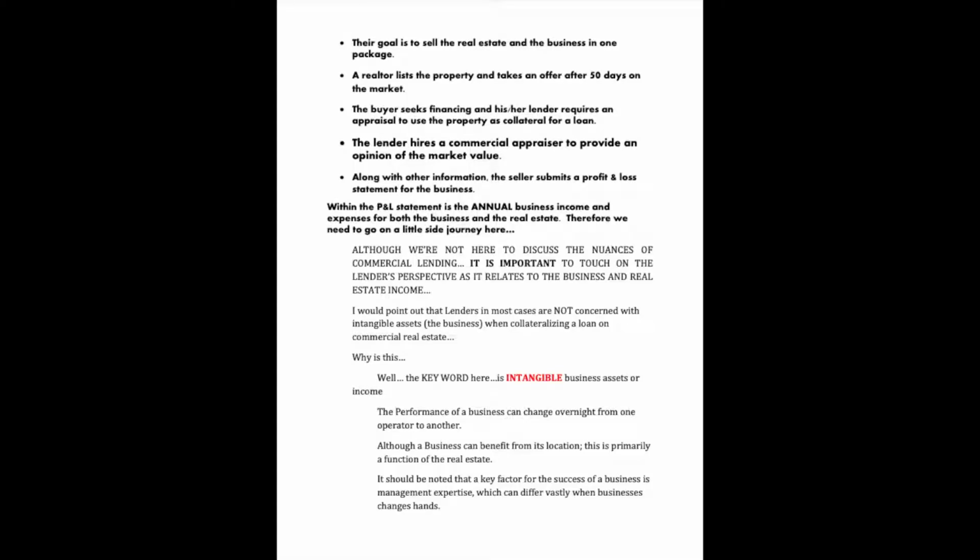If a business is purchased with the real estate and the business fails, the only tangible collateral the lender has is the real estate. Thus, an appraisal assignment for an owner-occupied, single-tenant commercial property requires the appraiser to estimate a market rent for only the real estate with little regard for the business income.